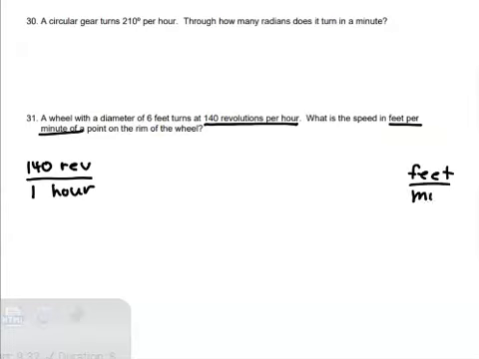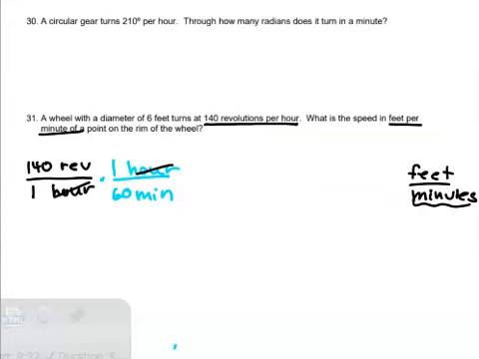We'll say, yeah, that's our goal. Again, start with the easy one. 1 hour goes on top, 60 minutes goes on the bottom. Hours cross off, and I've got my minutes that I want at the end there. Now I have to change revolutions to feet.